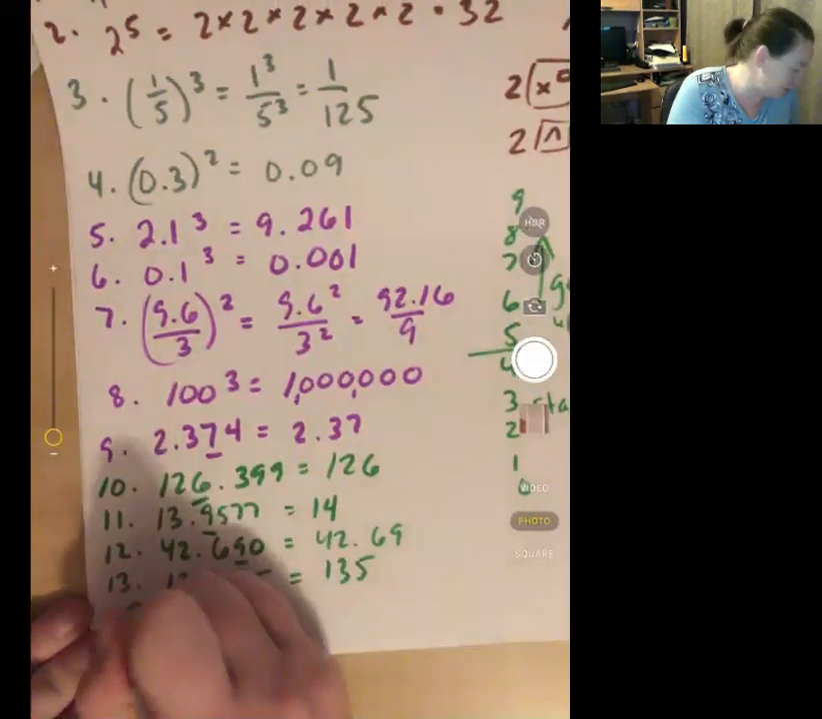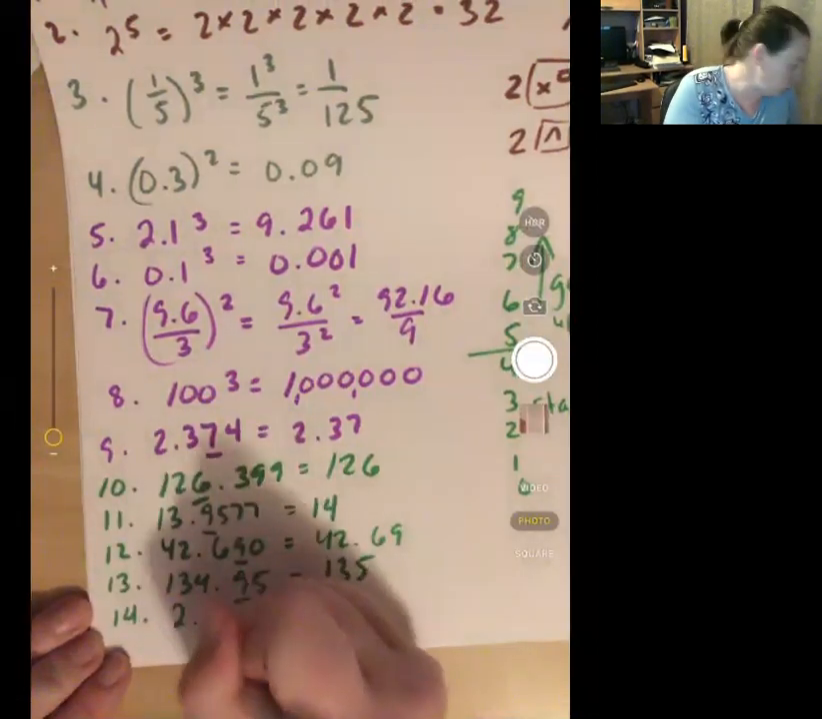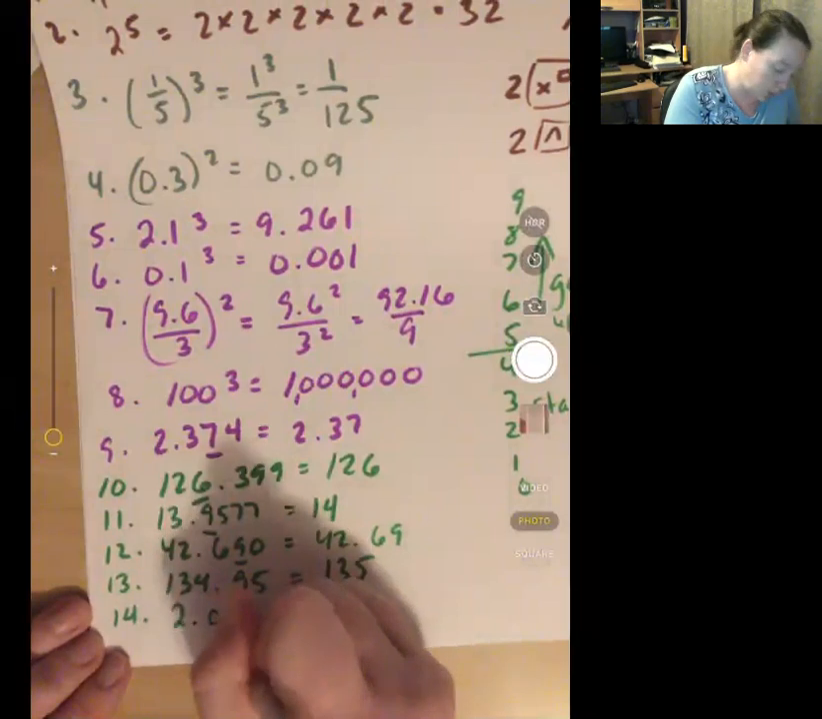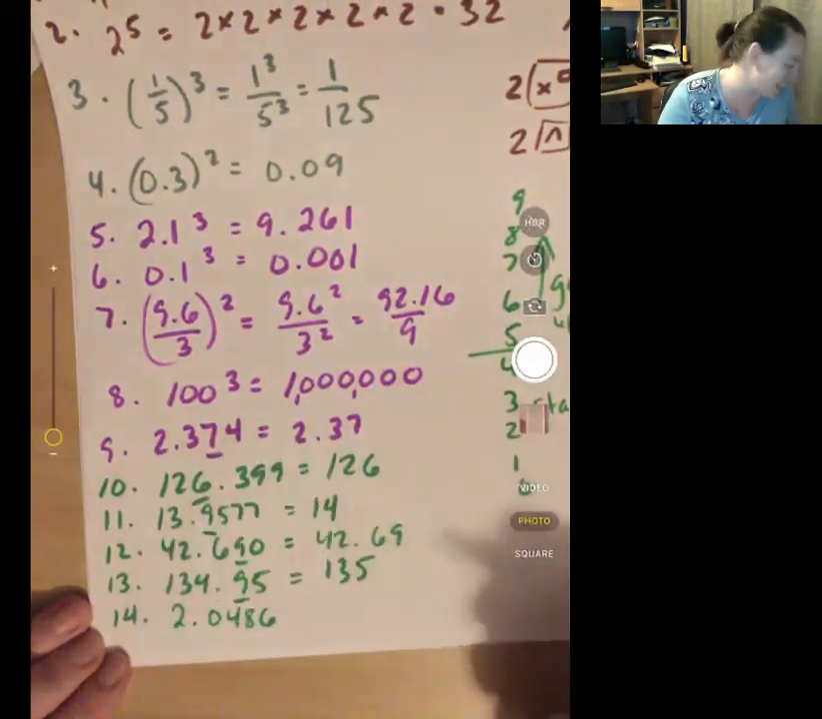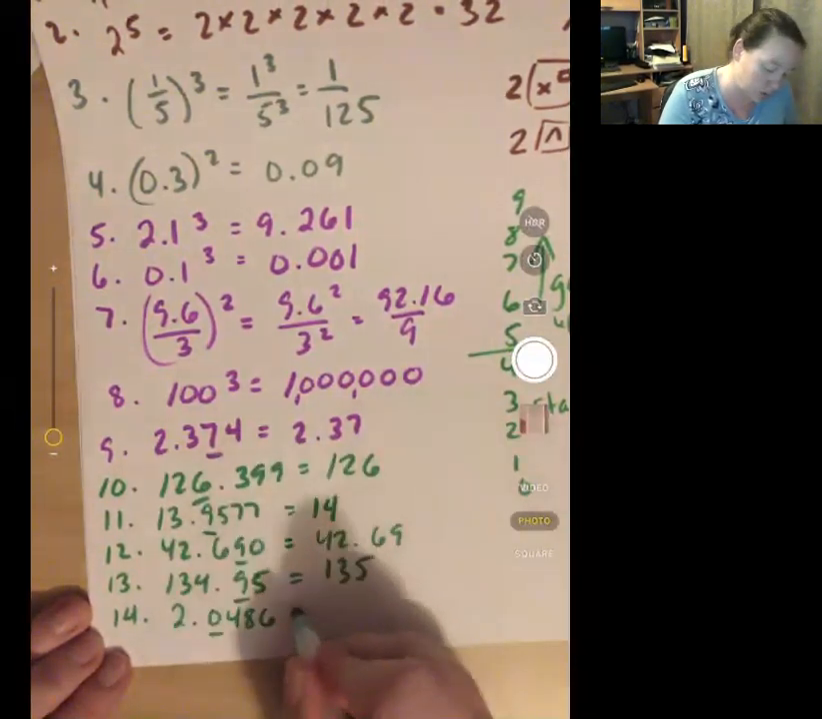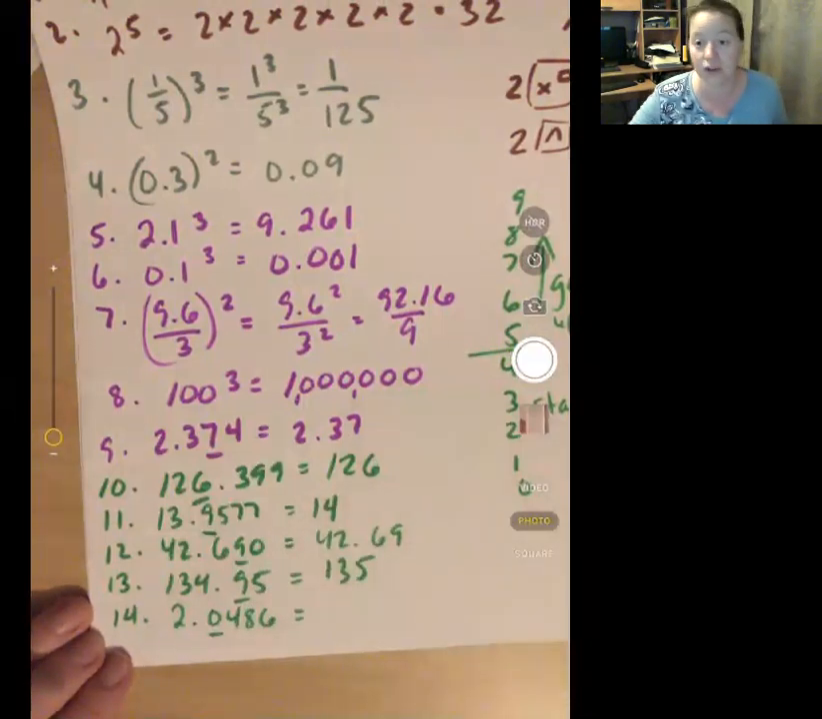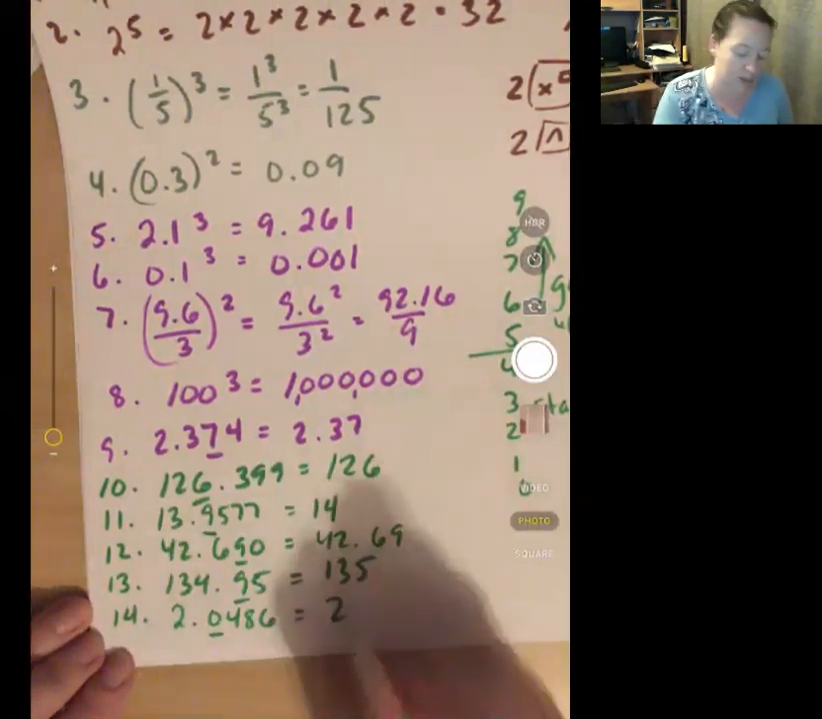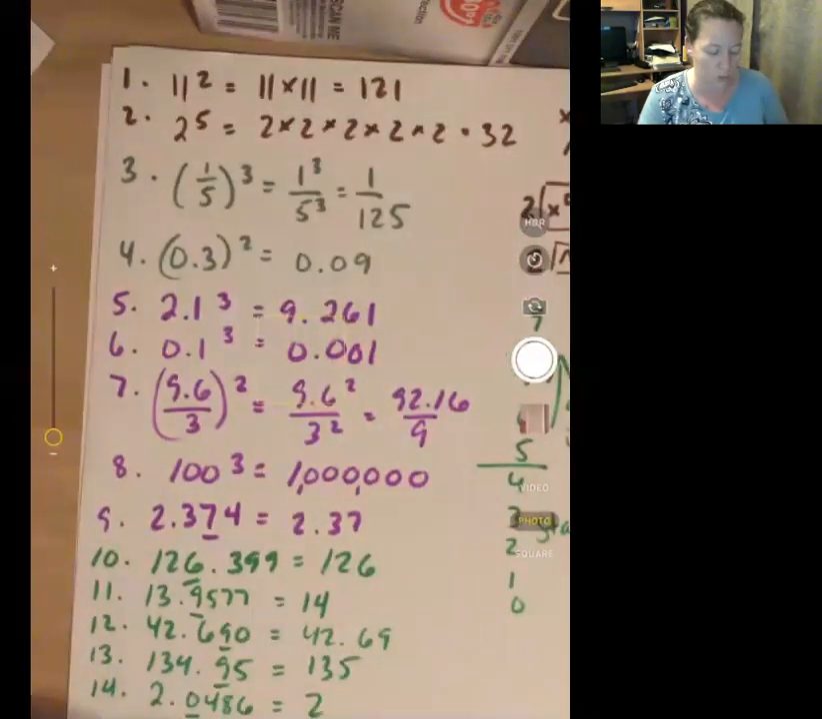Number 14. 2 and 486 10,000ths, and we are rounding to the 10th place. So the 0 knocks on the 4's door. The 4 says stay the same, and we are left with just a 2.